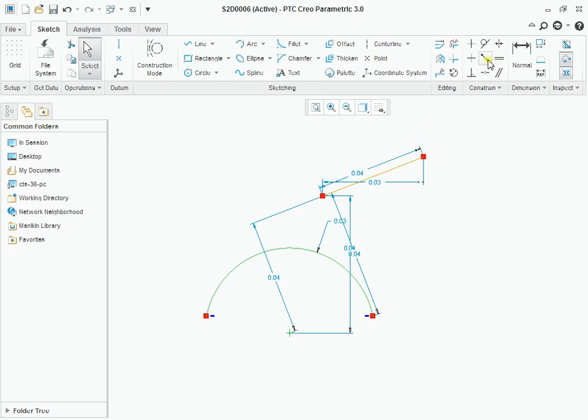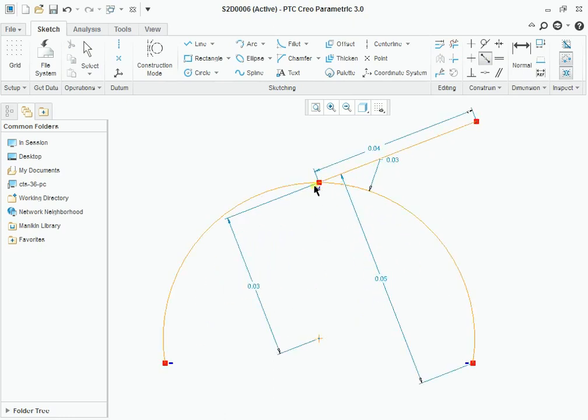So select the midpoint constraint. I am going to place this point at the middle of this arc. So select this point and the arc. So this M indicates it has a midpoint constraint.